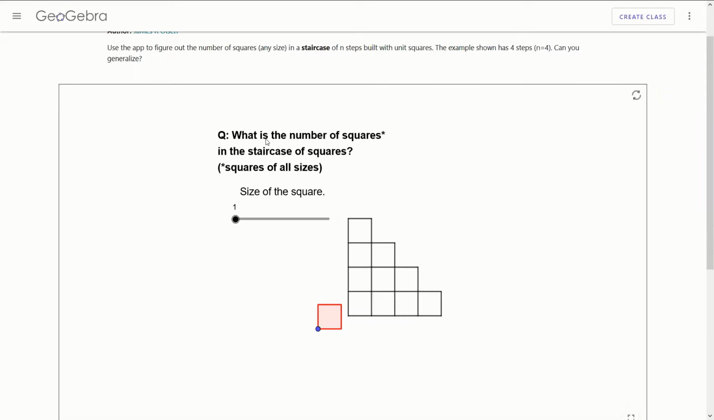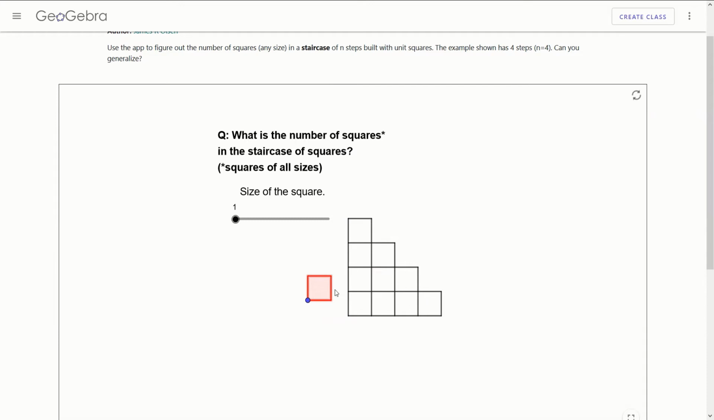What is the number of squares in the staircase? Well, I could have the unit square here, and I see that we have 1, 2, 3, 4 along the bottom, and then 3, and then 2, and then 1. So we have 10, and that is a triangular number.